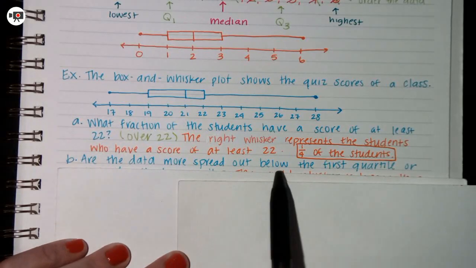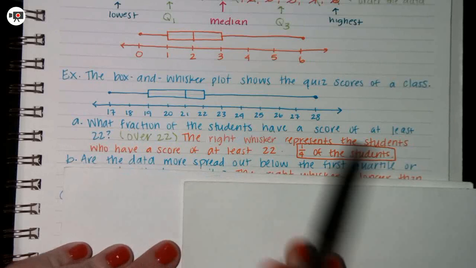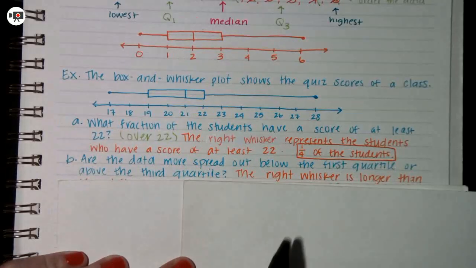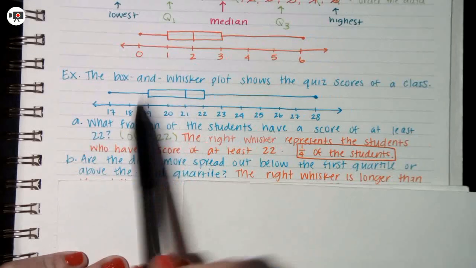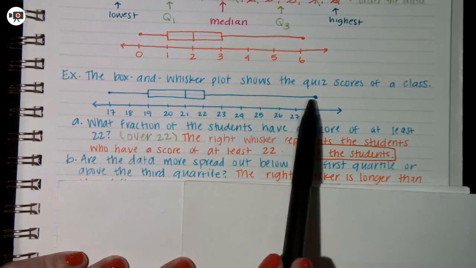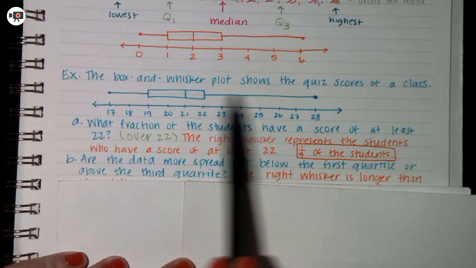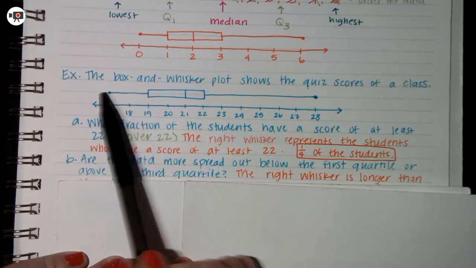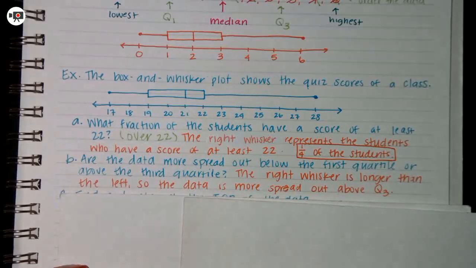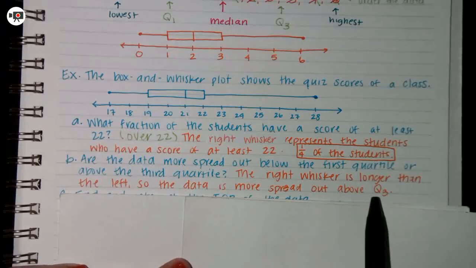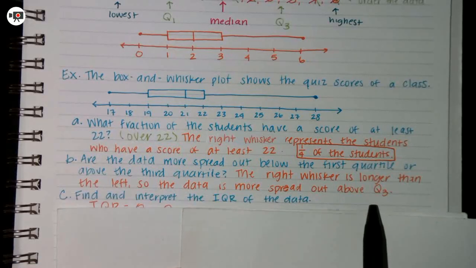Are the data more spread out below the first quartile or above the third quartile? So are they more spread out here on the left or more spread out here on the right? Since this whisker is longer than the left, we're going to say the right whisker, and so they are more spread out above quartile 3.